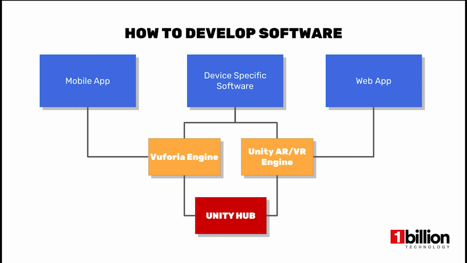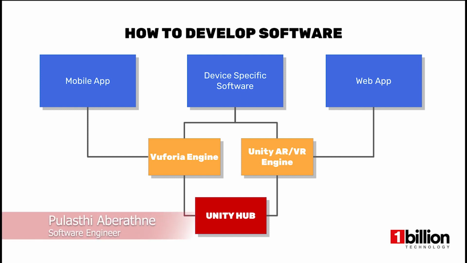There are two main ways to develop software. This means there are two main engines, in the sense that these are core software tools that we can use to develop software which can be applied to these three types. Vuforia is one of the very famous and very popular tools among developers for mobile app development for AR and VR. Also, the Unity engine is a very popular and very versatile tool that we can use in mobile devices and web applications, in all of these scenarios.